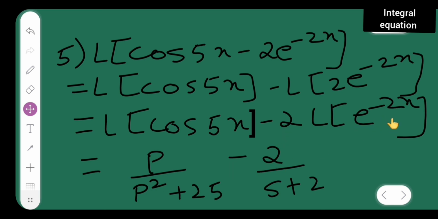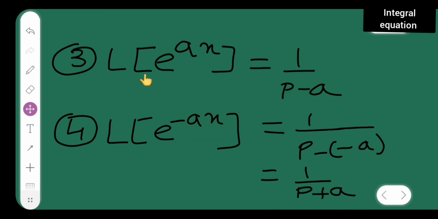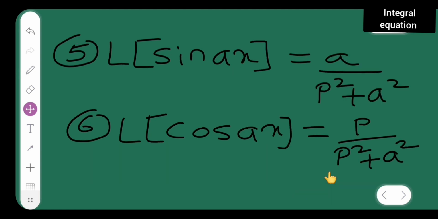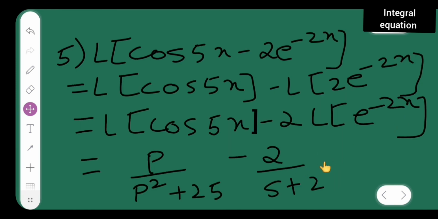Now what is e raised to power of minus 2x? e raised to power of minus 2x is there, right? So it will be 1 upon p plus a. What is a here? It was 2x, no? So 1 upon p plus 2.